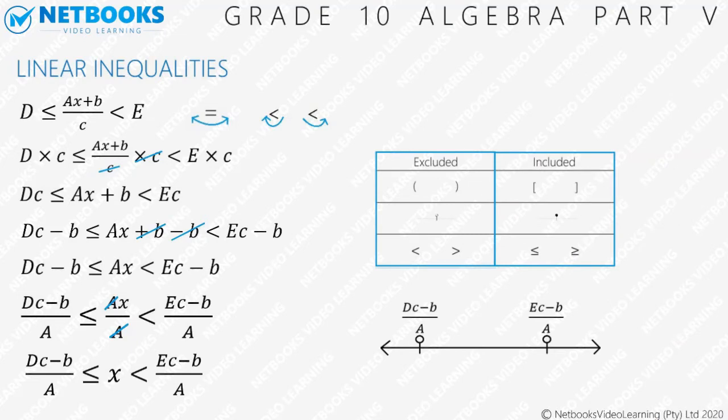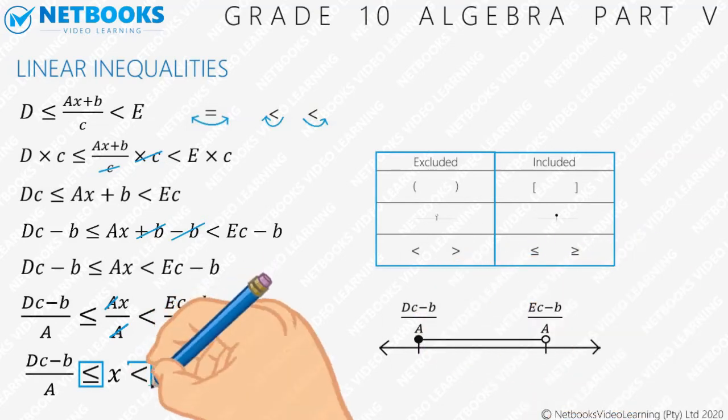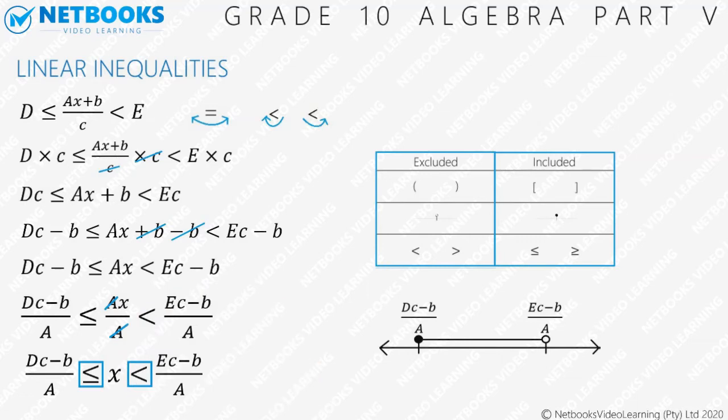Let us look at our answer. The first point is included. And so, we must color in the circle. The next number is excluded. And so an open circle is correct. We have now covered the theory behind linear inequalities. Time to apply this to exam questions.